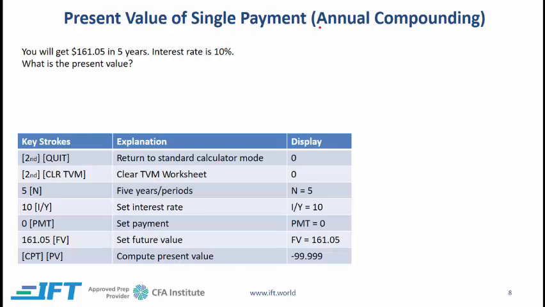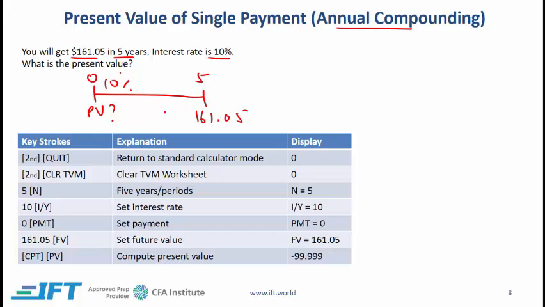Present value of a single payment with annual compounding. Now in this case you are getting this much money in 5 years. The interest rate is 10%. What is the present value? So times 0 times 5, interest rate is 10%. You will get 161.05. What is the PV?